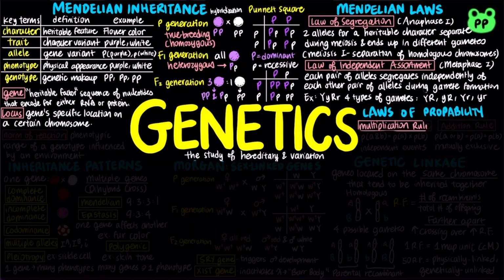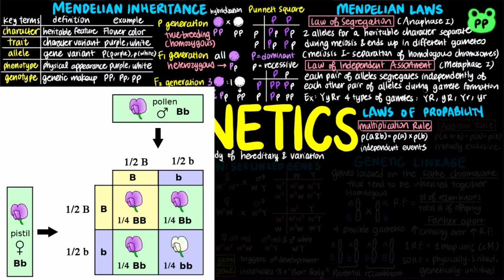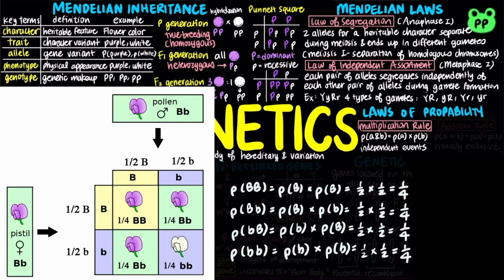The multiplication rule states that the probability that 2 or more independent events will occur together is the product of their individual probabilities. The F2 generation can be predicted by the multiplication rule. Each gamete has a 1/2 chance of carrying the dominant allele and a 1/2 chance of carrying the recessive allele. Therefore, the probability of each genotype is 1/2 times 1/2 equals 1/4, as predicted by the Punnett square.